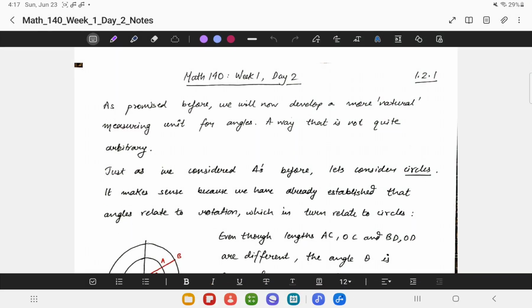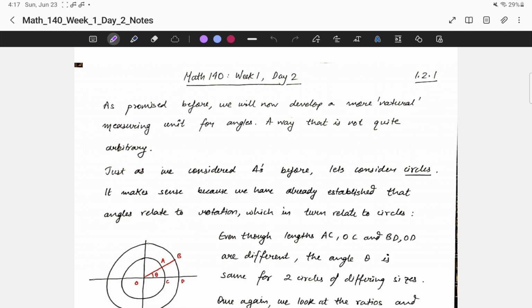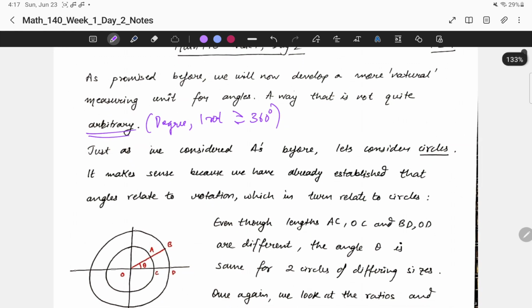Hi everyone, as promised before, we're going to develop a more natural measuring unit for angles. Recall that the one that we saw before is using degrees, which is quite arbitrary because we say one full rotation equals 360 degrees and then we proceed with that to get 0, 90 degrees, 180, 45, all of these to mean fractions of the circle.